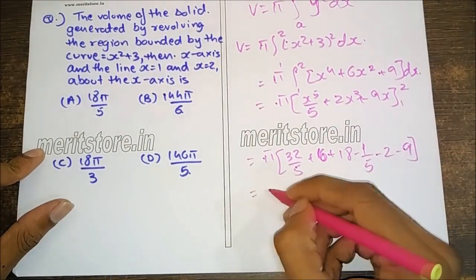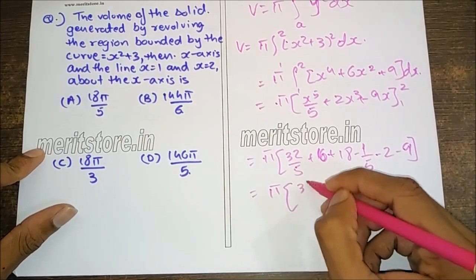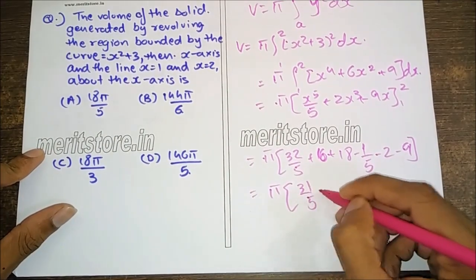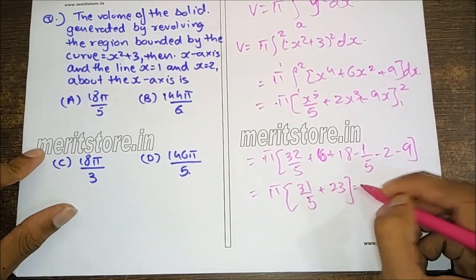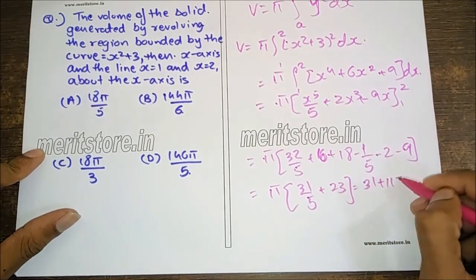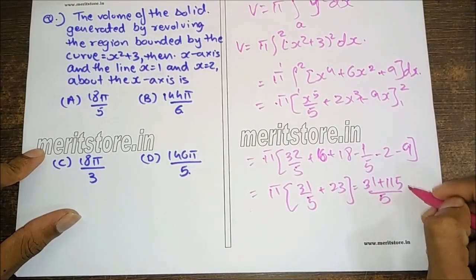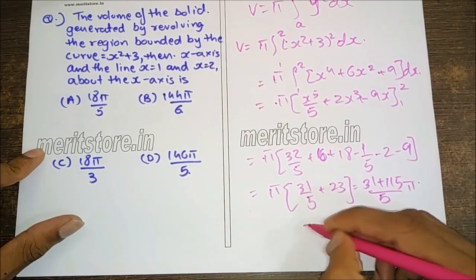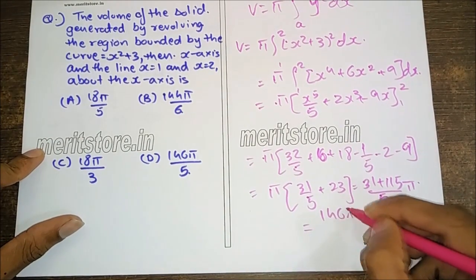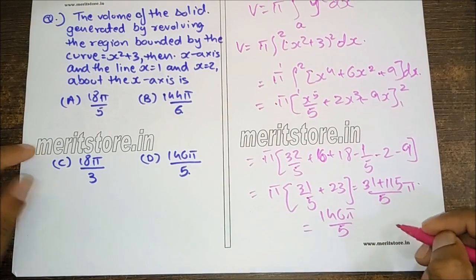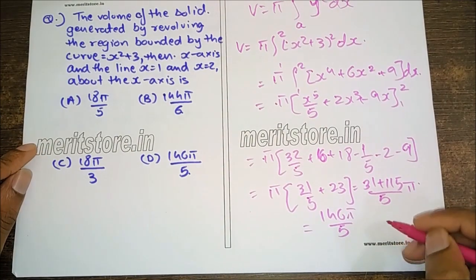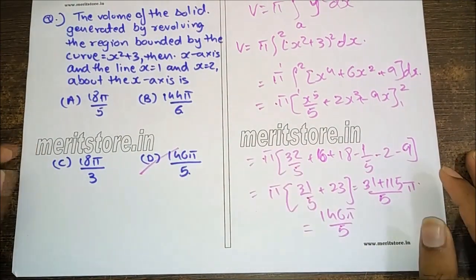Further solving, we get π [31/5 + 23] = π(31 + 115)/5, which is equal to 146π/5. Our answer matches option D. Therefore, option D is the correct answer.